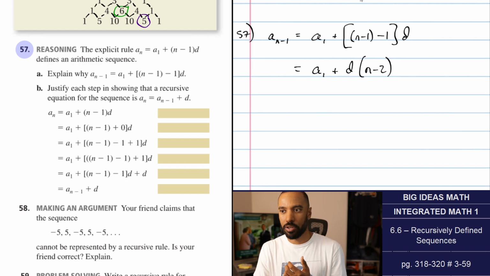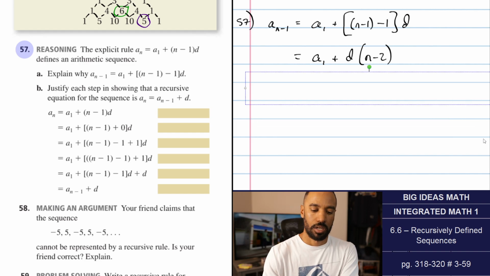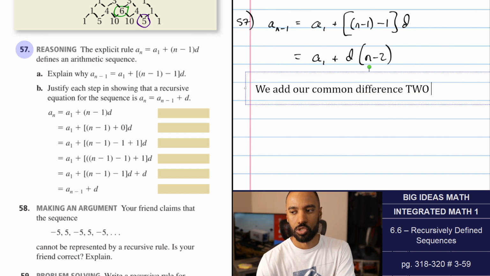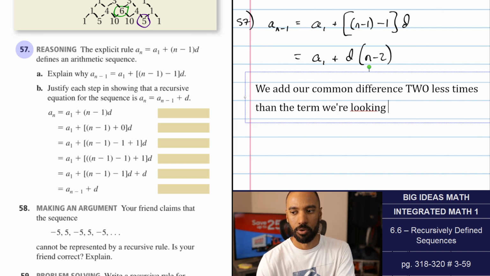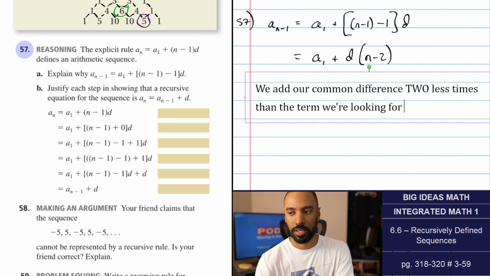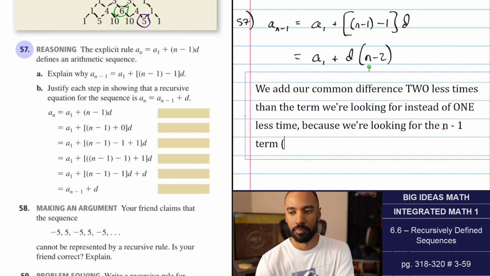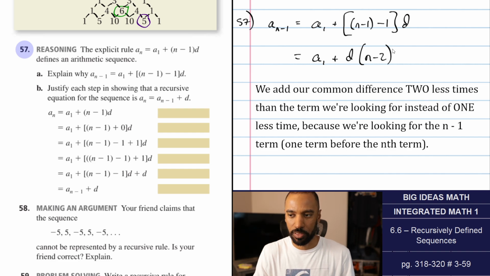So what we're doing here is we're adding our common difference 2 less times, or 1 less time than the previous set. We add our common difference 2 less times than the term we're looking for, instead of 1 less time, because we're looking for the n minus 1 term, 1 term before the nth term. It's kind of tricky to write that thing out, but yeah, we're doing 1 less addition of the common difference. Instead of d times n minus 1, it's d times n minus 2.